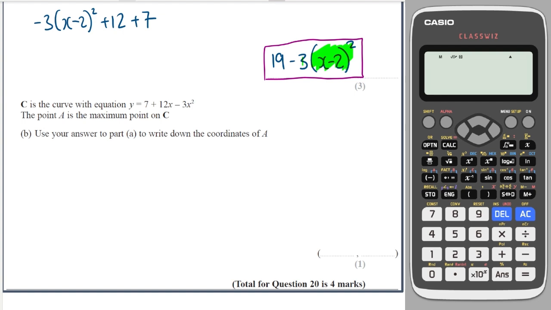So how do I make that bracket 0? Well, the x-coordinate which makes that 0 is 2. So 2 is where the maximum point is going to occur. And when that is 0, then my y value is just going to be 19 minus 0, so it's 19. And that's the maximum point.